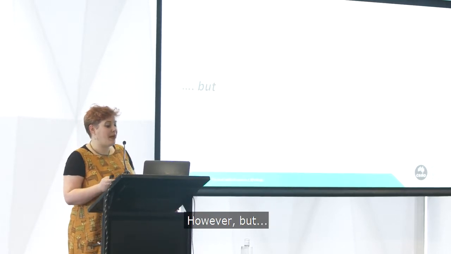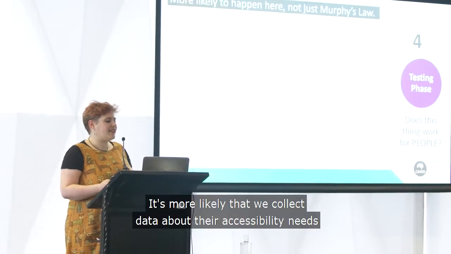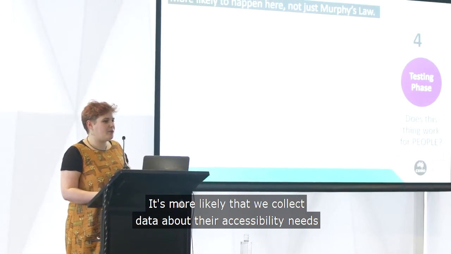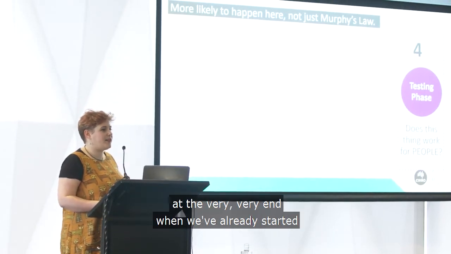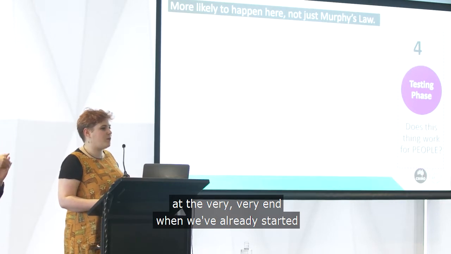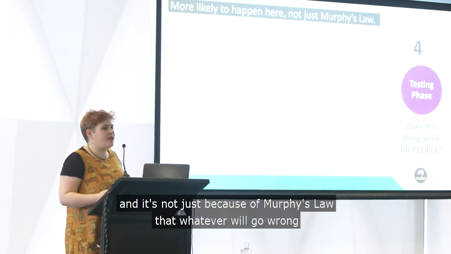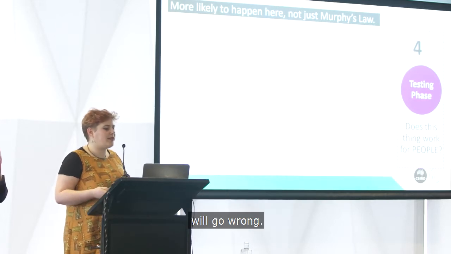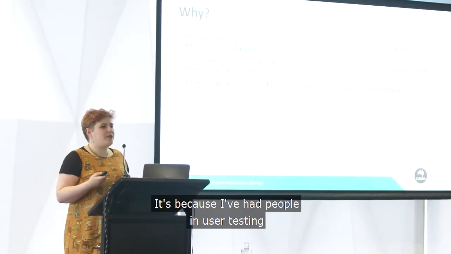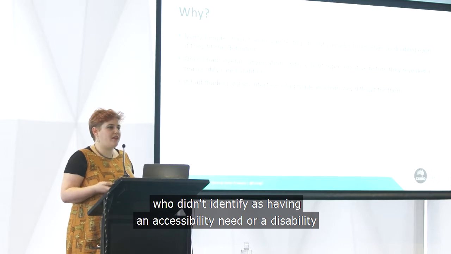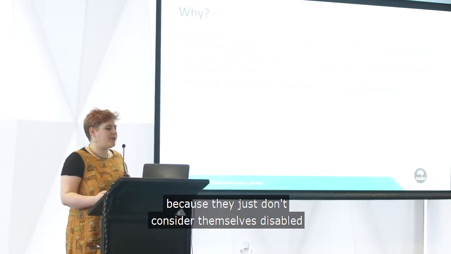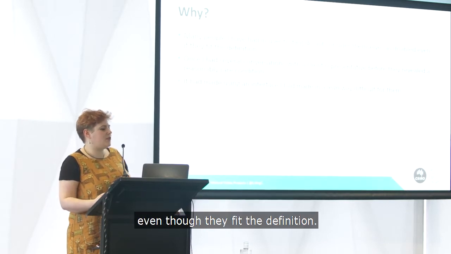However, it's more likely that we collect data about their accessibility needs at the very end, when we've already started to try and do some releases. And it's not just because of Murphy's Law, that whatever can go wrong will go wrong. It's because I've had people in user testing who didn't identify as having an accessibility need or a disability, because they just don't consider themselves disabled, even though they fit the definition.